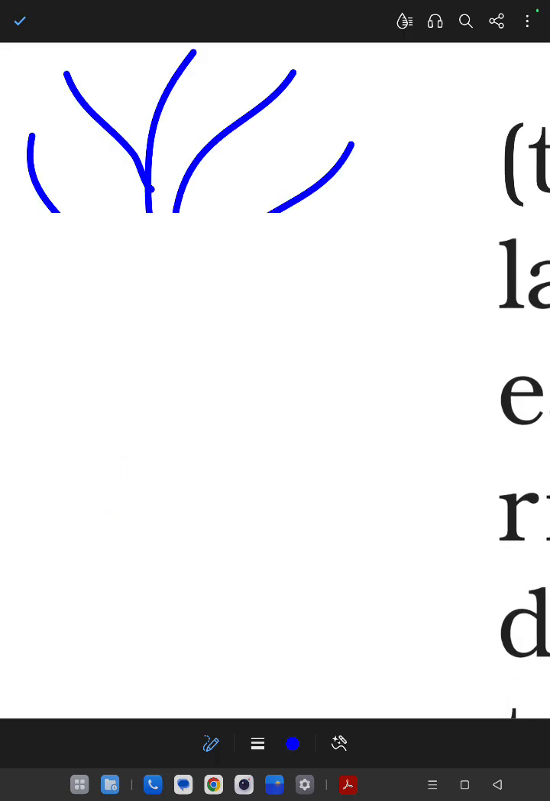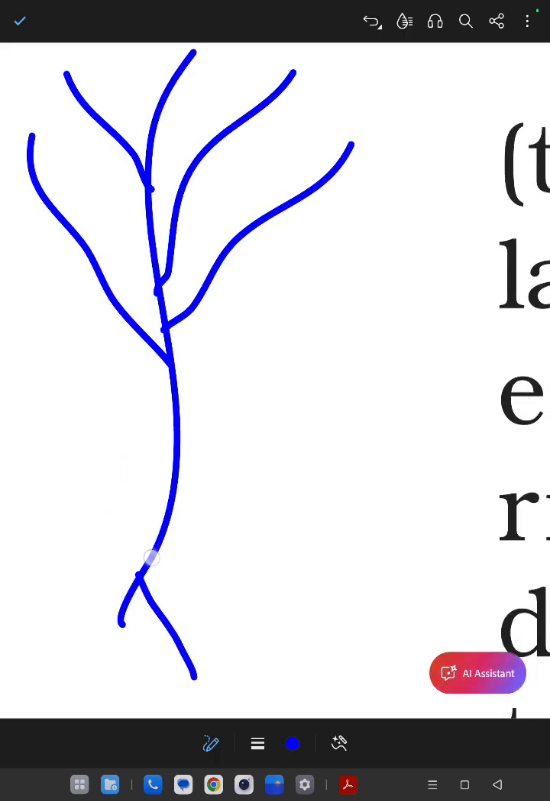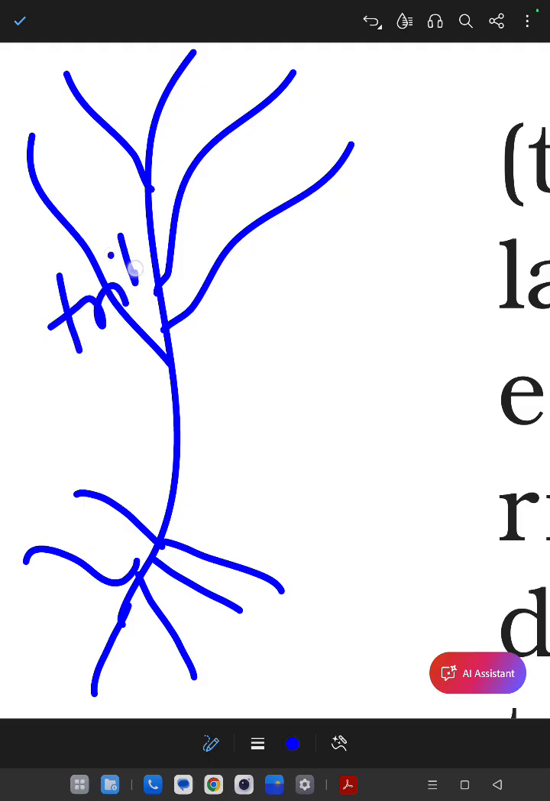And the rivers which originate from the main river, or at the old phase when the river distributes, are called distributaries. Okay, so this is the main river. These are called tributaries and this is called distributaries.